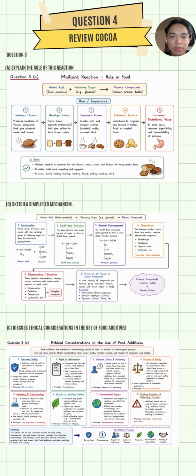Next is question C. The mechanism of the Maillard reaction involves several steps. It begins with a condensation reaction between an amino acid and a reducing sugar, forming a glycosylamine. This is followed by the formation of a Schiff base, which then undergoes an Amadori rearrangement to form a more stable intermediate. This intermediate further breaks down into reactive compounds such as aldehydes and ketones, which eventually form complex flavor compounds and brown pigments known as melanoidins.